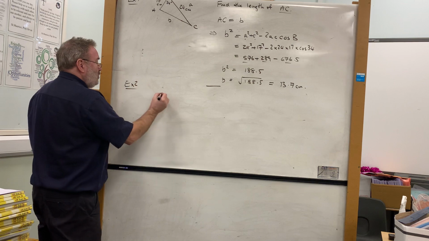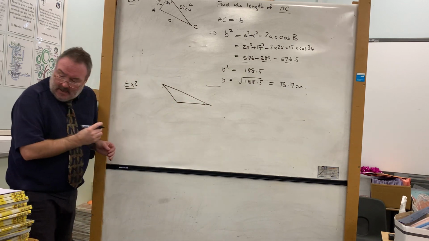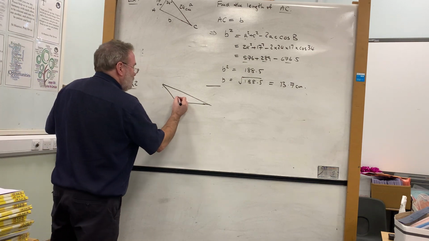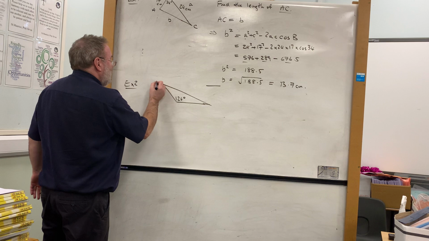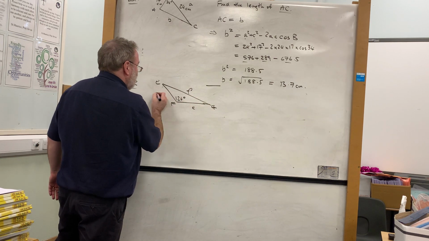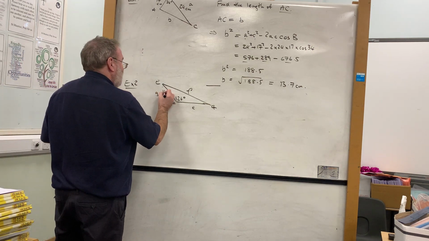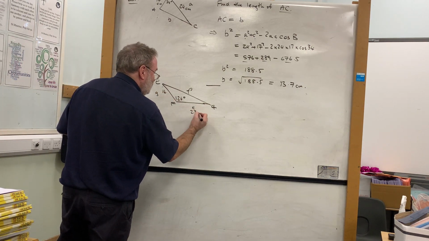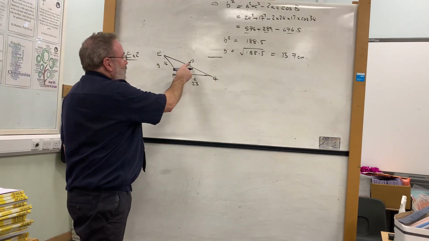Okay, now, there is a catch to the cosine rule. The catch to the cosine rule comes in when you are using an obtuse angle. So this time we're going to use 126 degrees. We're going to have E, F and G. So that's F, that's E, that's G. And our two sides are going to be 14 and 23. Okay, so this time we want to work out F.